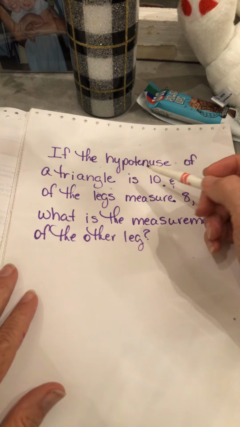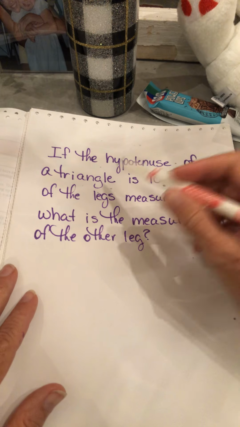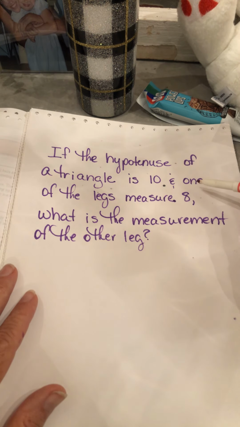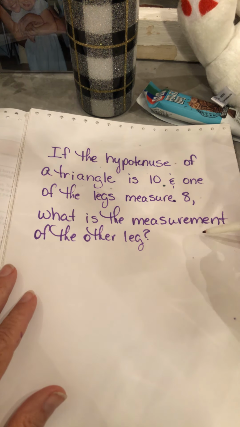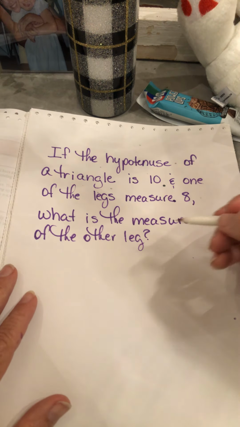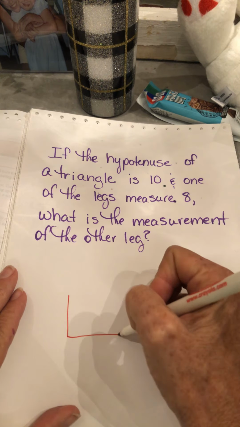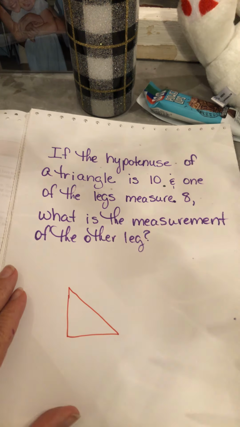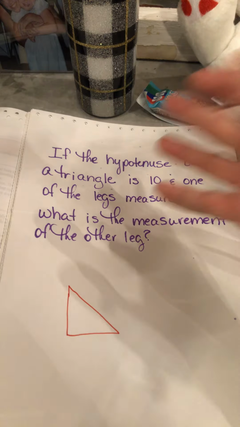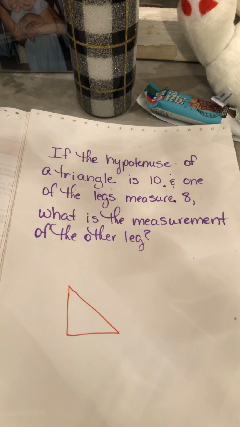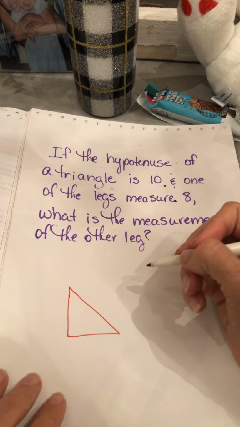For instance, this question right here. If the hypotenuse of a triangle is 10 and one of the legs measures 8, what is the measurement of the other leg? Well, when we did the Pythagorean theorem where it was drawn for you and parts were labeled, everybody was getting them right. When you get this word problem, it's like, uh-oh, some people really struggled with it.